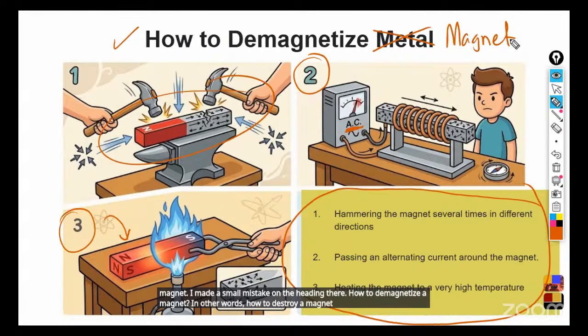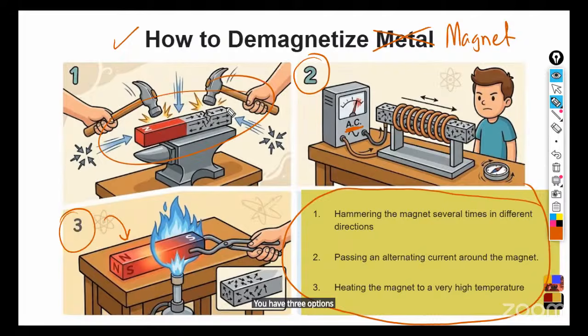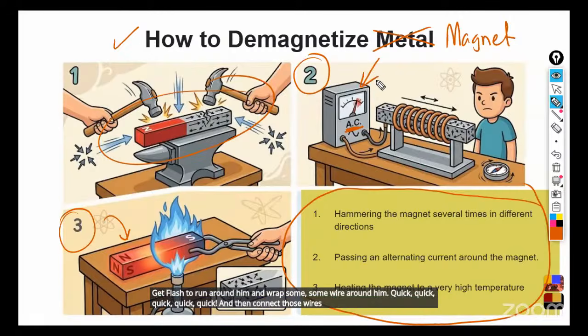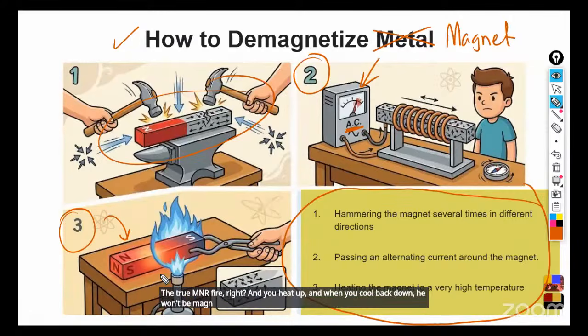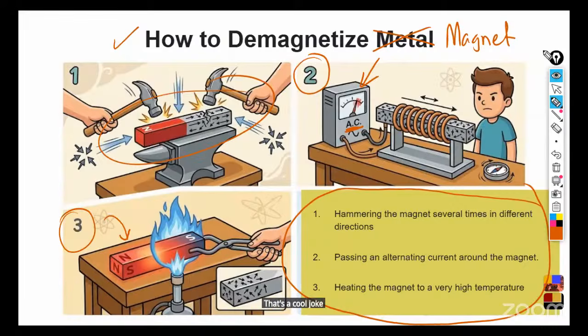All right, so if Magneto comes to attack you, you have three options. Take some hammers and then start to hit him. Or get Flash to run around him and wrap some wire around him quick, and then connect those wires to an AC supply. Or you throw him in a fire, right? And you heat him up, and when he cools back down, he won't be Magneto anymore. He will just be a regular, boring Iron Man. That's a cool joke.